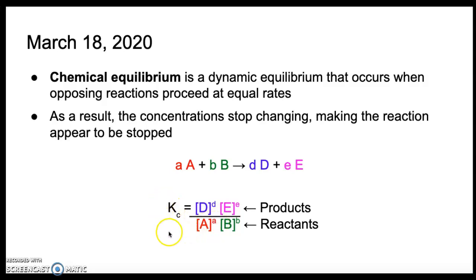Now this equilibrium expression is in terms of concentration, but remember that we can also set up an equilibrium expression in terms of pressure if we have gases. Also remember that only reactants and products that are either aqueous or gases can be included in the equilibrium expression. If you have a solid or a liquid, you just leave it out. You just totally do not include it in your equilibrium expression.